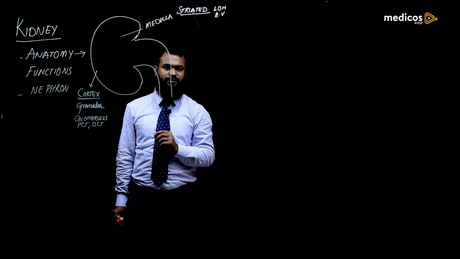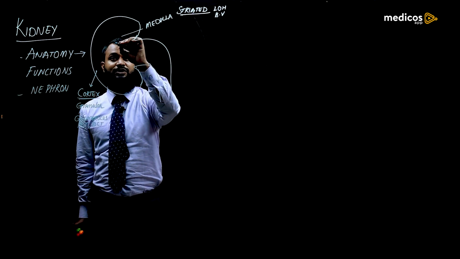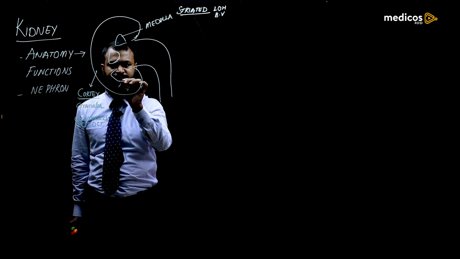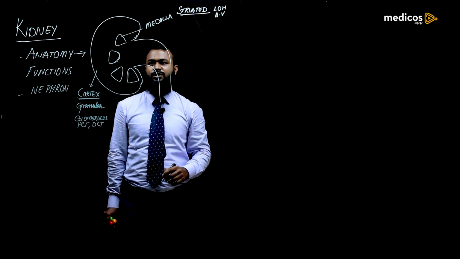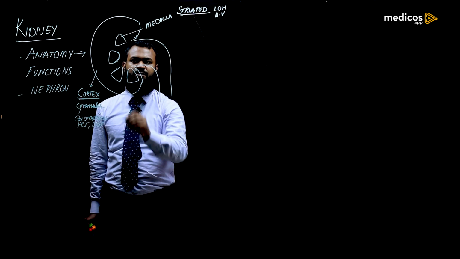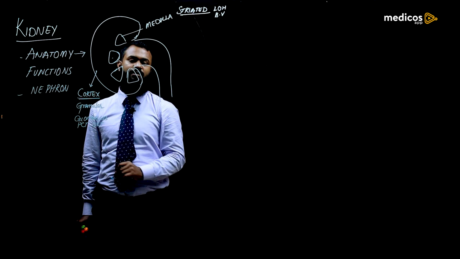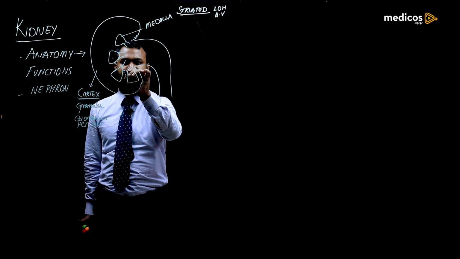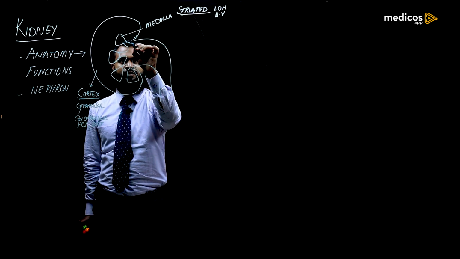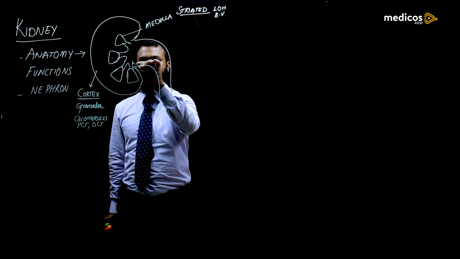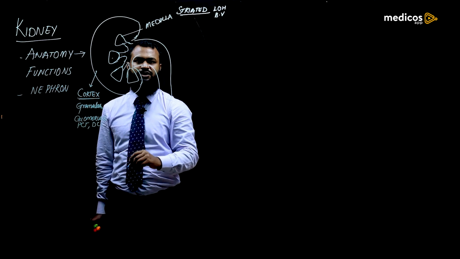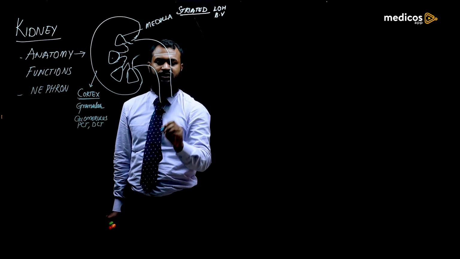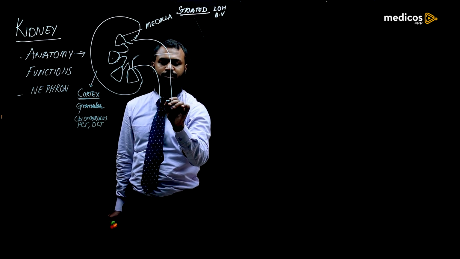Let's start with the inner part of the medulla. In the inner medulla, you will see many pyramids like this. These are called renal pyramids. The tip of the renal pyramid is called renal papilla. These renal pyramids open into the minor calyx. The minor calyx will again open into the major calyx. Then this major calyx will open into the pelvis, and the renal pelvis will open into the ureter.